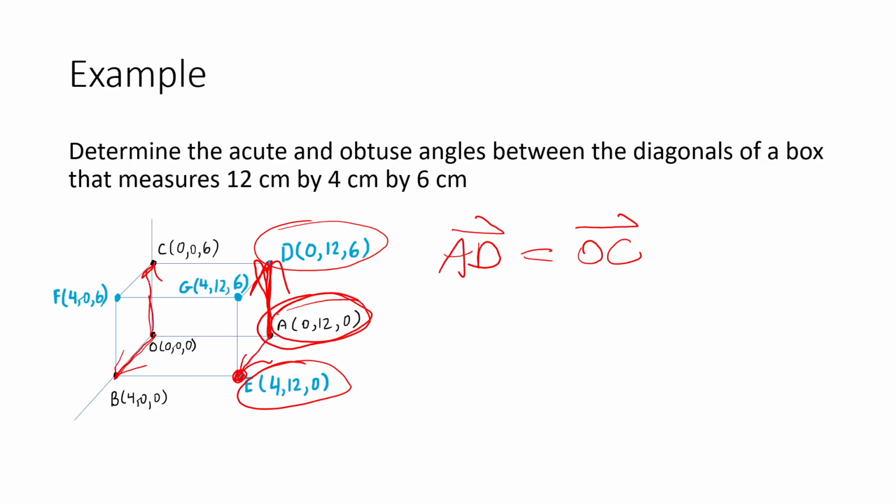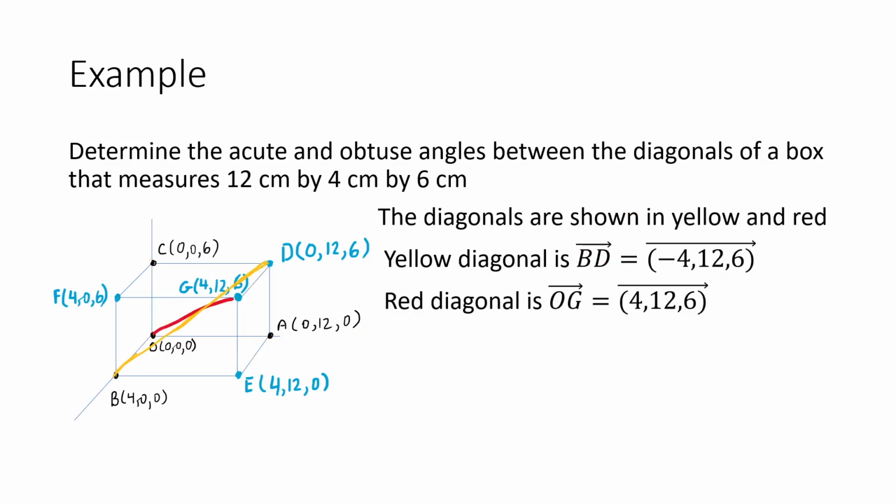Again, following the same idea of adding 0 to the x, 0 to the y, and 6 to the z, we can move from B to F. Since B is (4, 0, 0), F will be (4, 0, 6). And again, we can do the same thing here, adding 0 to the x, 0 to the y, and 6 to the z would get us up to the point (4, 12, 6). So however you think about it, you'll be able to figure out the coordinates of those other points. And now we can just draw in a couple of diagonals and figure out the angle in between them.